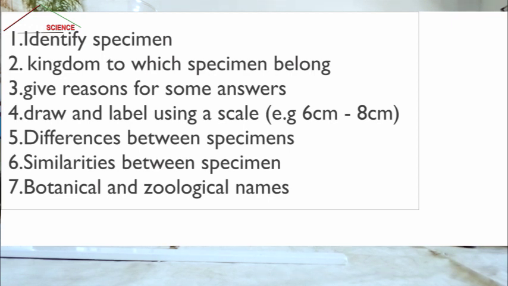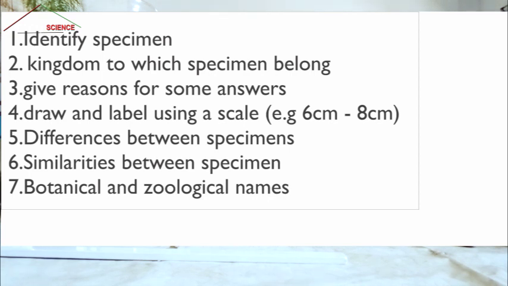Now number 2 says kingdom to which specimen belongs. In this case, you are expected to write the name of the kingdom to which the specimen you were asked about belongs. For example, maybe you were asked to state the kingdom to which specimen B belongs, and let's assume specimen C there is a grasshopper. We all know that the kingdom of grasshopper is Animalia kingdom, so all you need to do is just write it down.